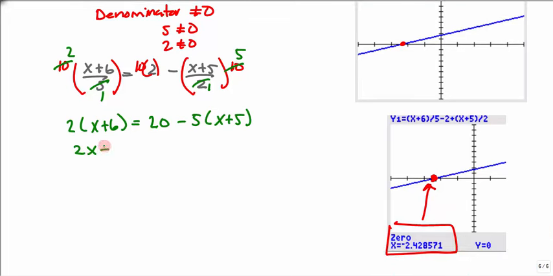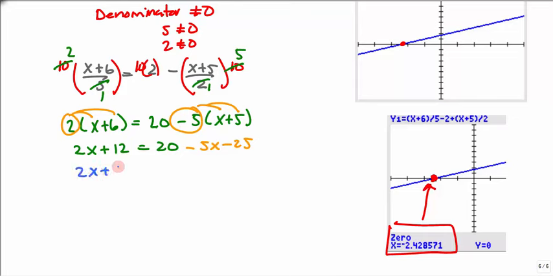I'll distribute the 2, so I have 2x plus 12 equals 20. Now the negative 5 has to distribute. Over here just the 2 distributed. Now I need to distribute not only the 5, but take the negative with it. So I have a negative 5x minus 25. Next step would be to combine like terms. So I have 20 minus 25, which is a negative 5 minus 5x.